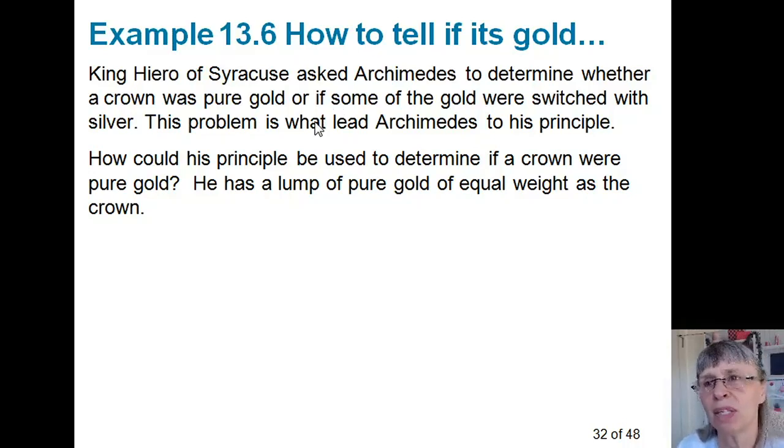So the rumor was that he was cheating the king, and so the king calls in the smartest guy around and says, how are we going to tell if it's pure gold? Because you can't tell by looking. Now, this is 2,000 years ago. Remember, screws didn't exist. So what they had to use was very, very rudimentary. So how could he determine if the crown were pure gold?